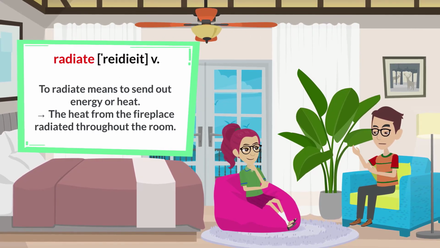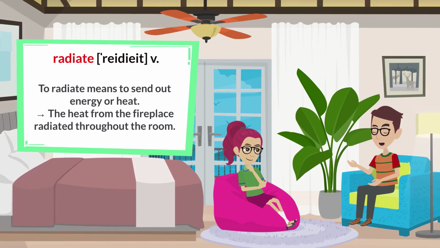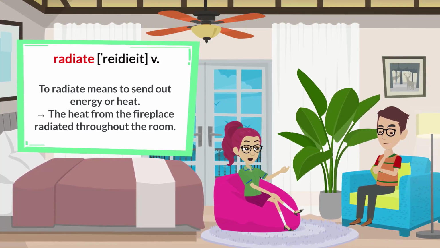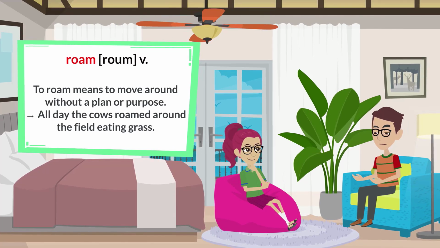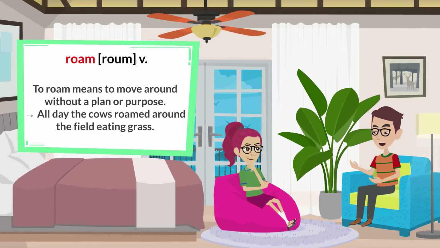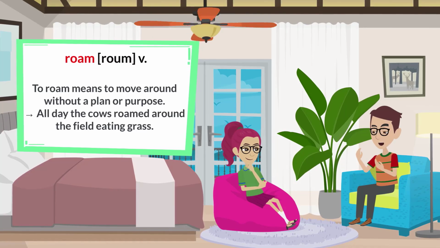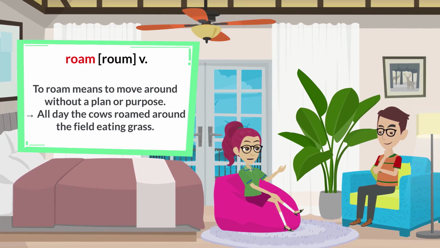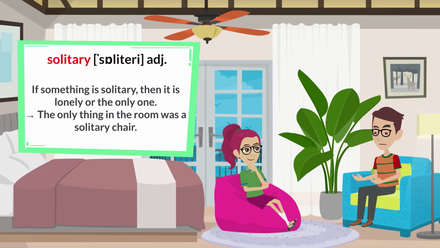Radiate. To radiate means to send out energy or heat. The heat from the fireplace radiated throughout the room. Roam. To roam means to move around without a plan or purpose. All day the cows roamed around the field eating grass.